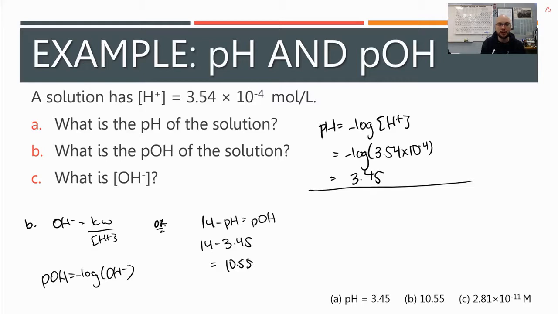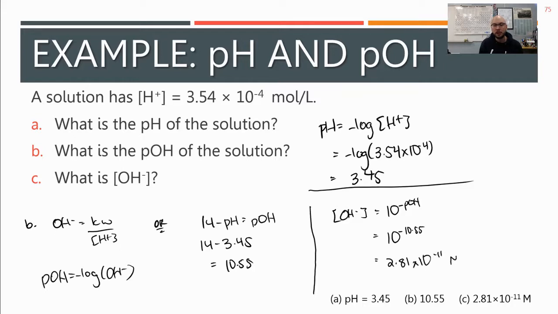I also try and avoid putting scientific notation into my calculator as much as possible. It takes longer, and I'm more likely to make a mistake. And then finally ask, what is the concentration of OH minus? Well, if we did this step here, we'd already have this answer. But we can just quickly figure this one out by going concentration of OH minus is equal to 10 to the power of negative pOH, which is equal to 10 to the power of negative 10.55, which is equal to 2.81 times 10 to the negative 11.